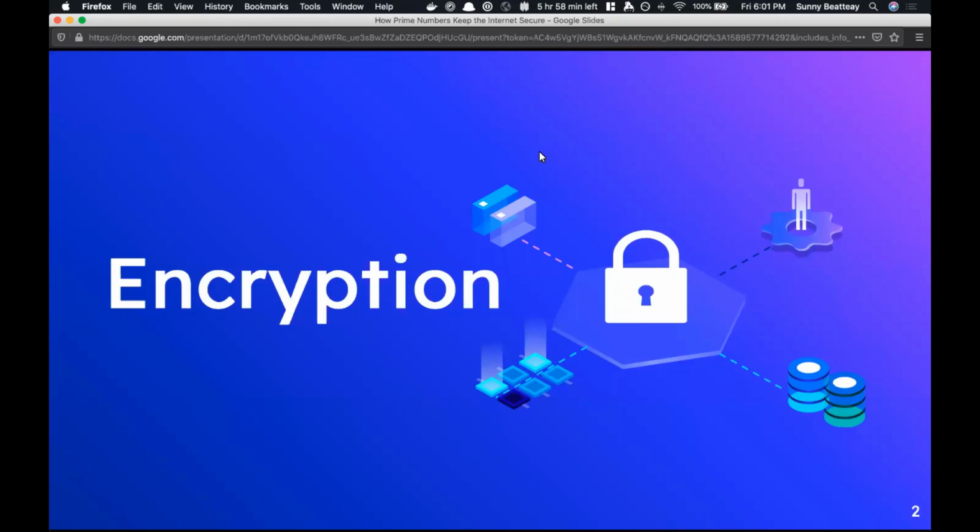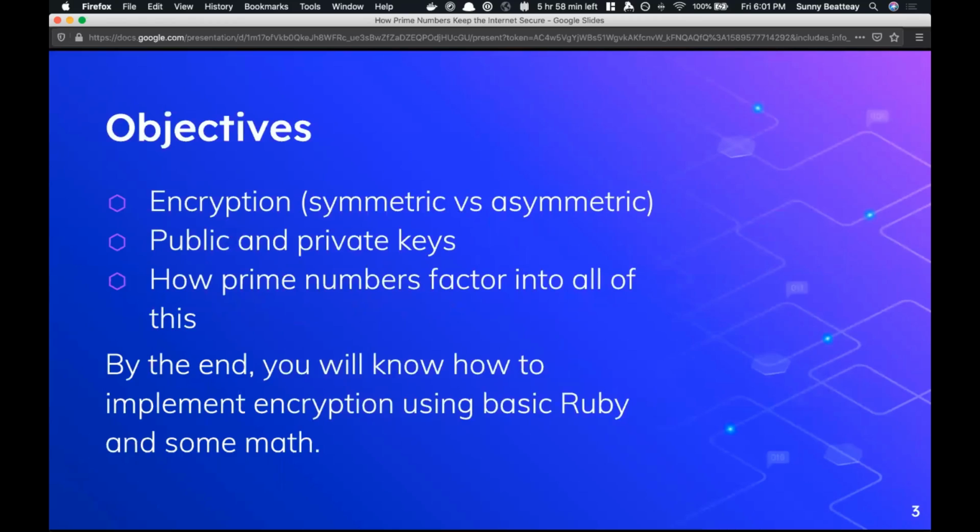So to give some objectives of what I'll be covering today, I'll be covering encryption, like I mentioned. We'll be going over symmetric versus asymmetric encryption. I'll also be talking about public and private keys and how those work in encryption. And finally, I'll be talking about how prime numbers factor into all of this. The title of the talk is how prime numbers keep the internet secure, so we've got to talk about prime numbers.